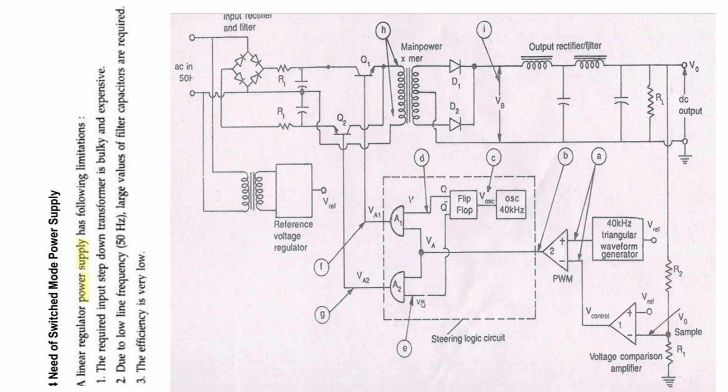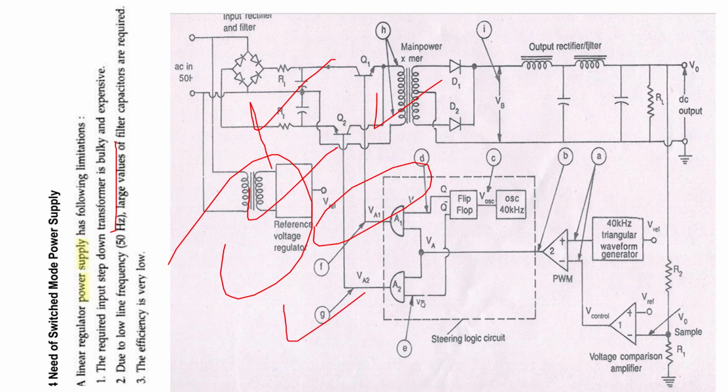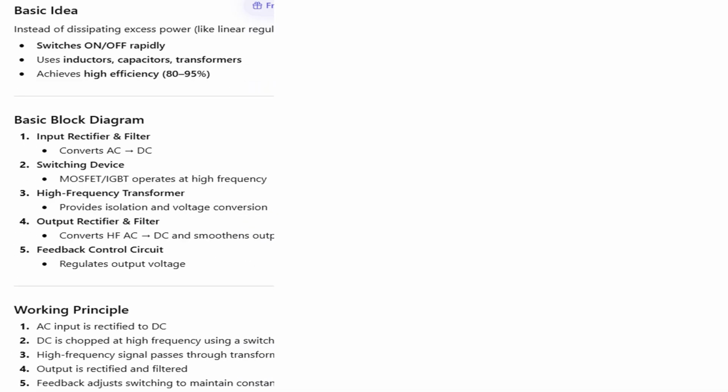Okay, then the switching mode power supply is there. Here you can check what the requirements are. The step down transformer is bulky in the regular power supply that we discussed in the previous slides, but here it is very easy. We are using a low transformer, so that is the advantage. Also, large values of filter capacitors are not required here. So these are the advantages of the SMPS. Also, the efficiency is very low in the regular power supply, but here the efficiency will be higher.